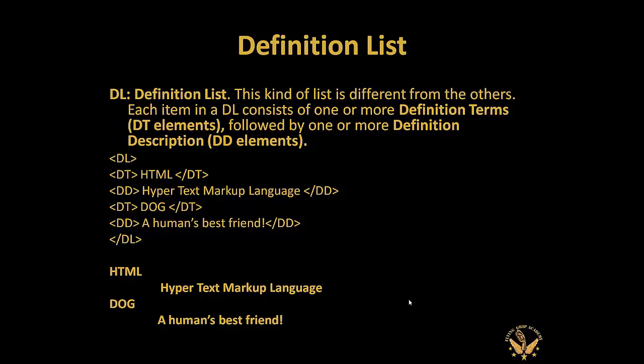The definition list is a kind of different from others. Each item in definition list contains one or more definition terms which is specified by DT and DD. Now DL specifies the definition list and DT specifies the definition type or definition description. For that we are using DL, DT and DD. For example, you will be having a side heading description about that particular point. For that purpose we are using this one.